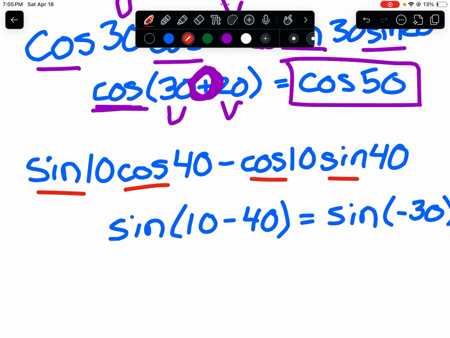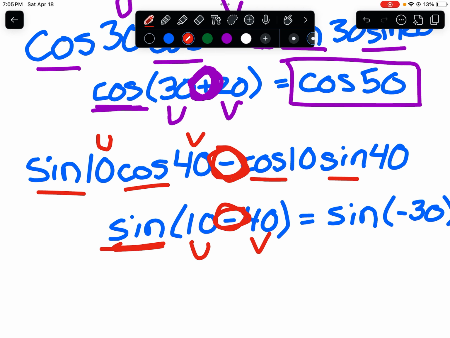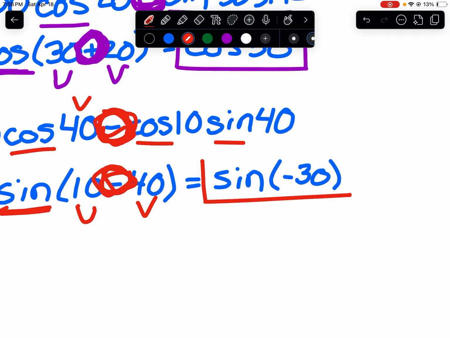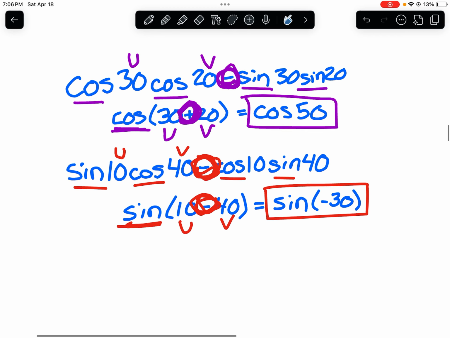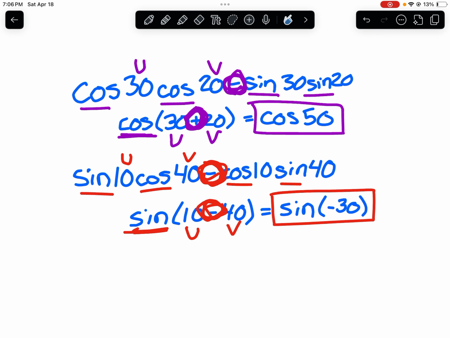Okay. So if we look at a different one, if we go sine, cosine, cosine, sine, that's your pattern of a sine sum or difference formula with, again, u and v. So I've got u, v. But with sine, this one and this one match up. So if it's minus here, it should be minus here. And if I go 10 minus 40, I get sine of negative 30, and a negative angle is perfectly fine. We've had plenty of negative angles within this class, so it's nothing super crazy.